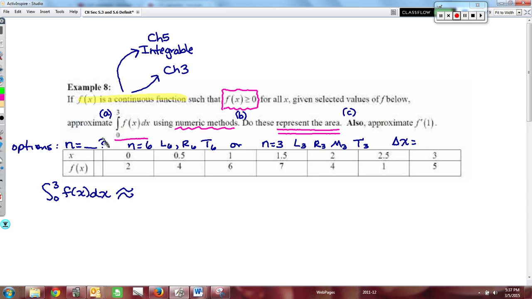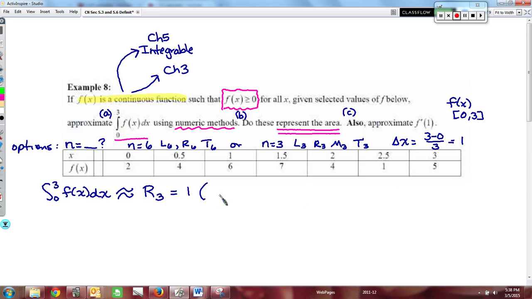My interval is 0 to 3, so we have our f of x that we're calculating on our interval 0 to 3. And so that is going to be 3 minus 0 divided by 3, which gives us a very nice delta x of 1. So let's do our R3 first. So 1 times, now I get my heights.